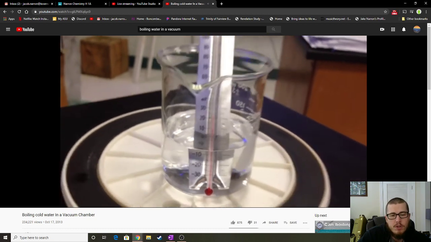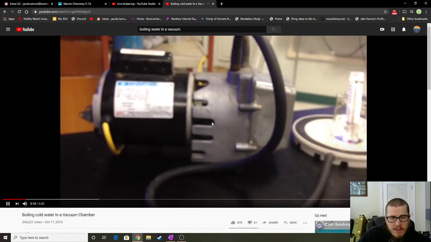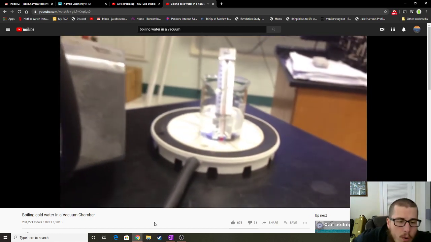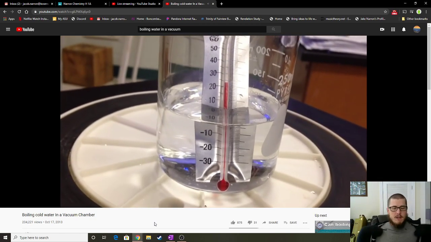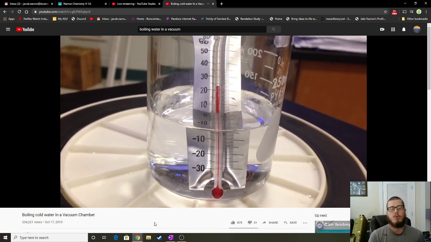So that's room temperature. They have a vacuum pump here. And this is the vacuum pump. What it's going to do is he's going to put this glass dome onto this water, and when he does that, it's going to suck out all the air, basically. It's going to take away the air pressure.